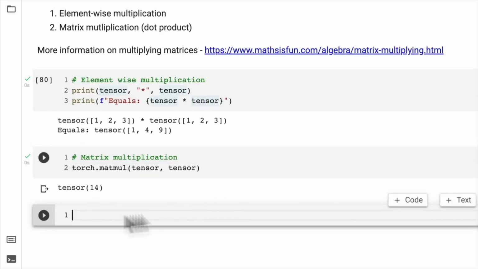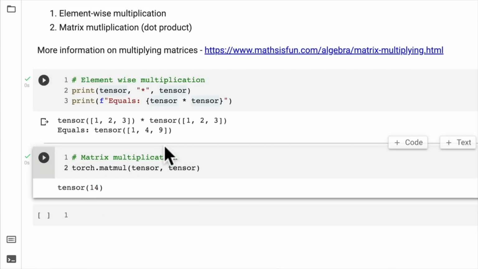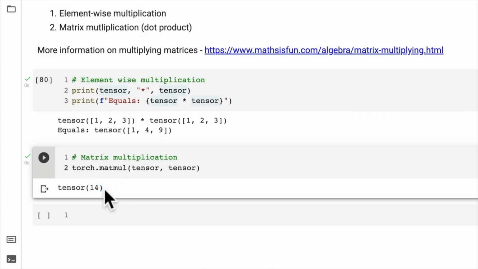What happens here? Oh my goodness, 14. Now, why did we get 14 instead of 1, 4, 9? Can you guess how we got to 14, or think about how we got to 14 from these numbers?